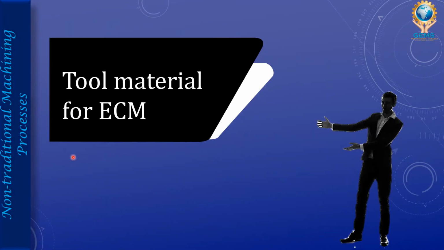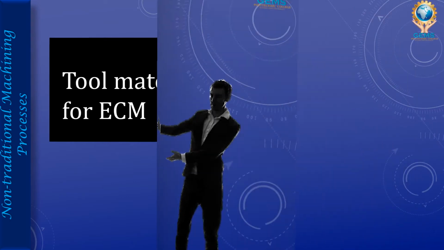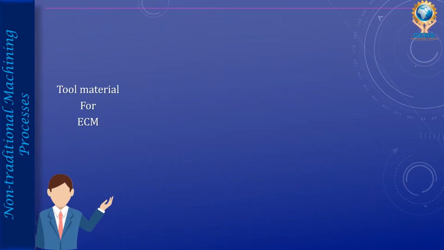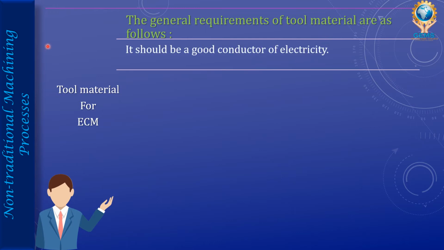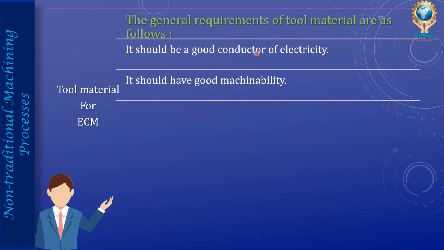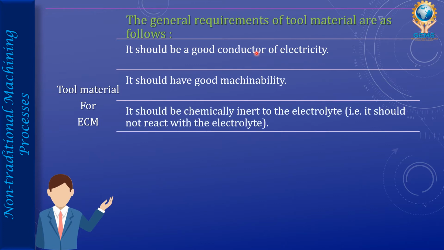First, we are going to see the tool material for ECM. The general requirements of tool materials are as follows. The tool material should be a good conductor of electricity, and it should have good machinability. It should be chemically inert to the electrolyte. That is, it should not react with the electrolyte.